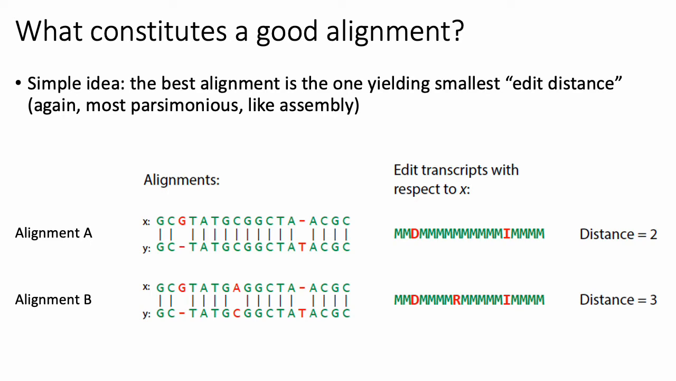Here, for example, are 2 examples of alignments between the same pair of sequences, X and Y. You can see that alignment A implies a smaller distance between the pair of sequences because there are only 2 differences implied by that alignment, whereas in alignment B there are actually 3 differences implied. Since sequence alignments are typically used to identify the relationship between 2 input sequences, X and Y, the alignment with the smallest edit distance tends to be the most informative.